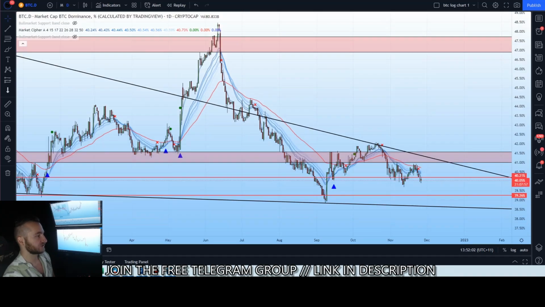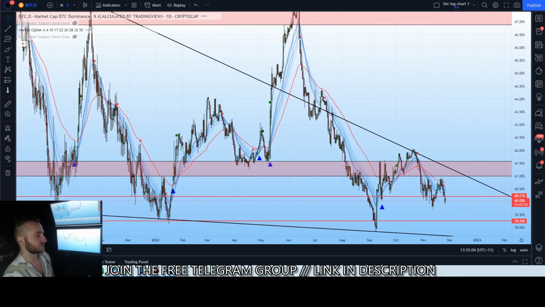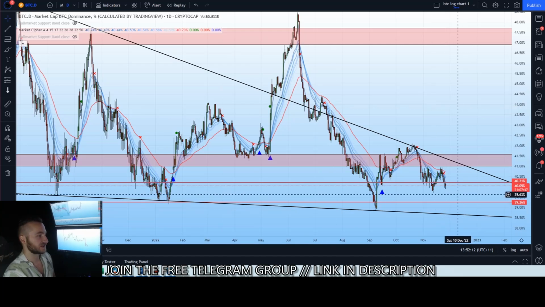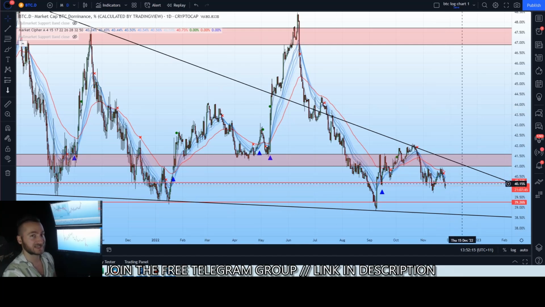Bitcoin dominance looks like it did actually reject from the 41% level. Again, if this continues down, we'll see altcoins perform decently well against Bitcoin, which is actually what we have been seeing in the last 24 hours. We've seen altcoins do decently well against Bitcoin in terms of they're holding better on the drops and they're performing better on the rises in the last couple of days, and that is reflecting that.